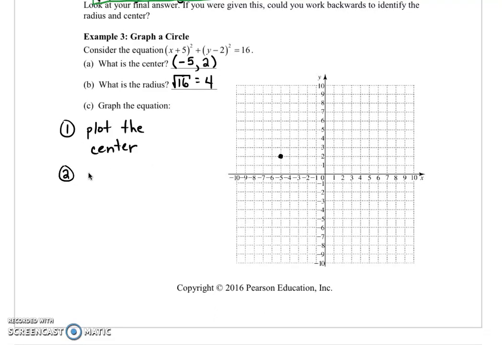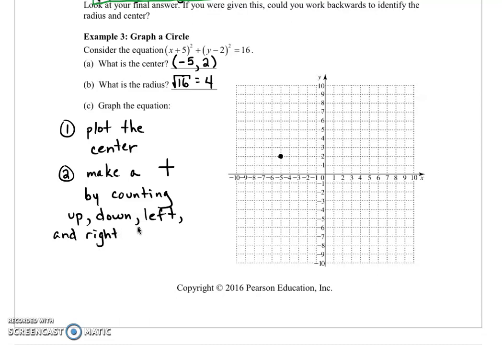To make a cross shape, count up, down, left, and right from the center, and we count the amount of the radius. So our radius is 4.